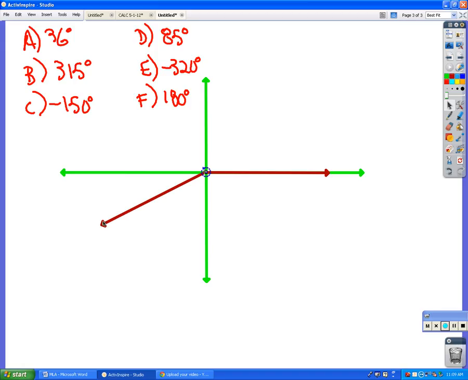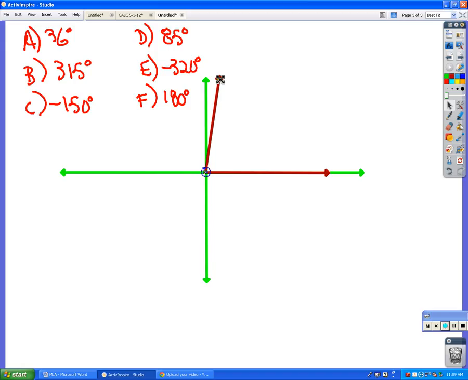So that's going to be about negative 150. All right, Taylor, Katie, go next. Katie wants to do the next one, 85. Okay, so they start at 0, and then he goes in the counterclockwise direction. He put it just short of 90 degrees, so that would be 85.